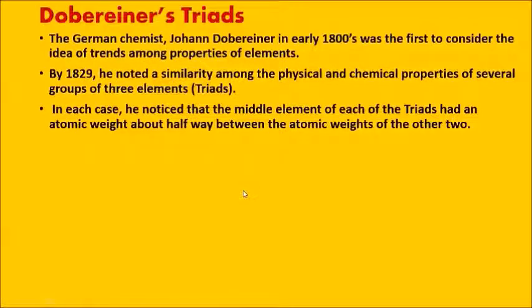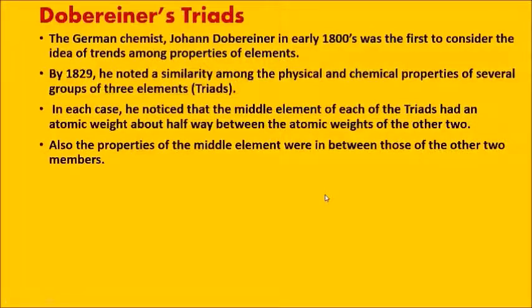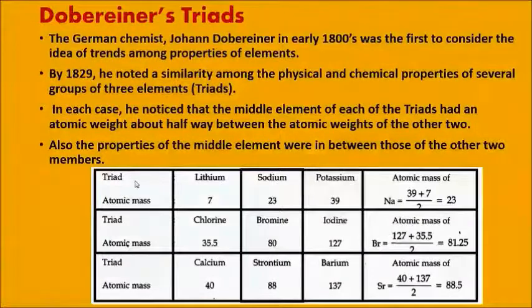In each case, he noticed that the middle element of each triad had an atomic weight about halfway between the atomic weights of the other two. Also, the properties of the middle element were in between those of the other two members. He classified some of these groups. The first triad he took was lithium, sodium and potassium.